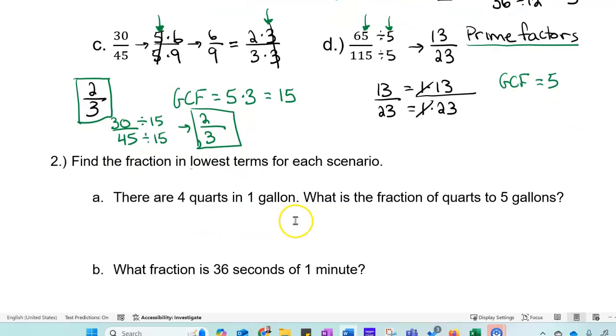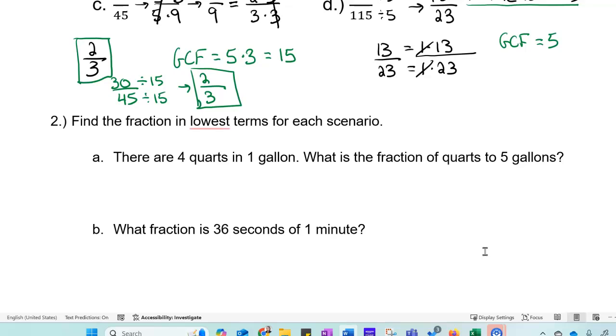All right, so here we have find the fraction in lowest terms for each scenario. Lowest terms means that if we can, we need to reduce our final answers. Here, we need to write the information that we're given as a fraction. So how do we do that? The beginning of this says there are 4 quarts in 1 gallon. This first value is always the numerator of your fraction. And then that is over the second value, which is 1 gallon.